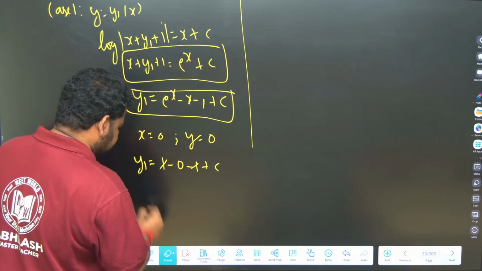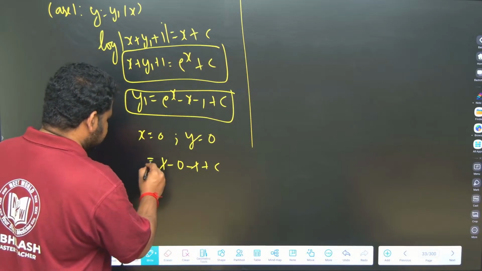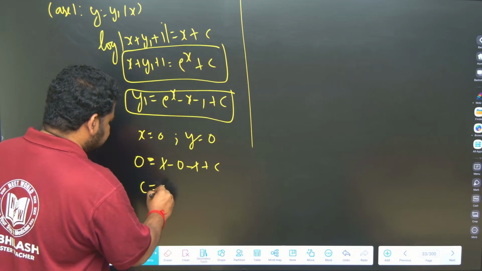y1 will be equal to 0, because if I put x is equal to 0, y will also be equal to 0. That means c will be equal to 0.